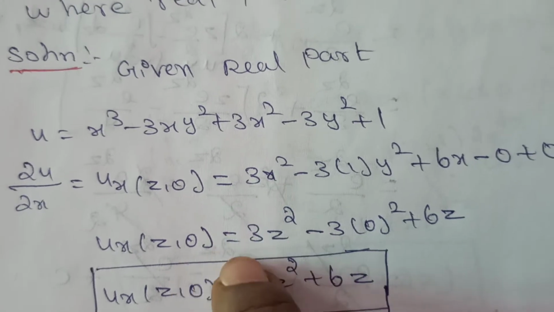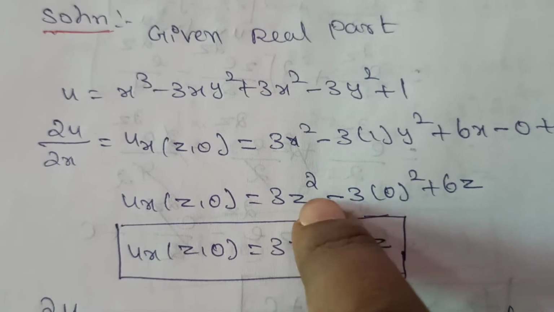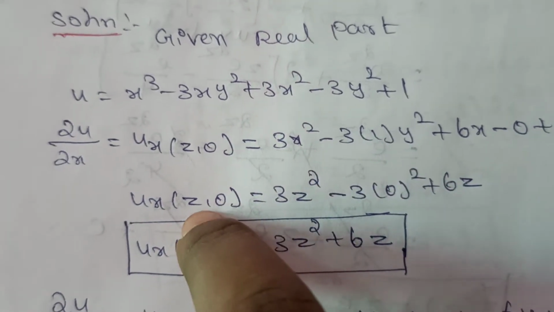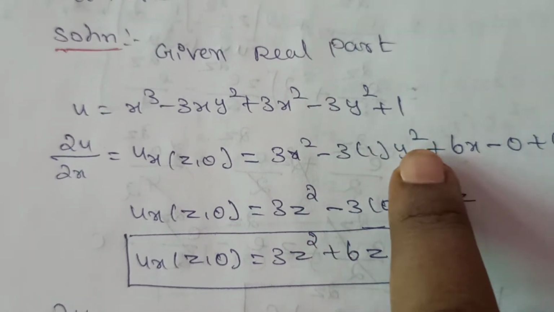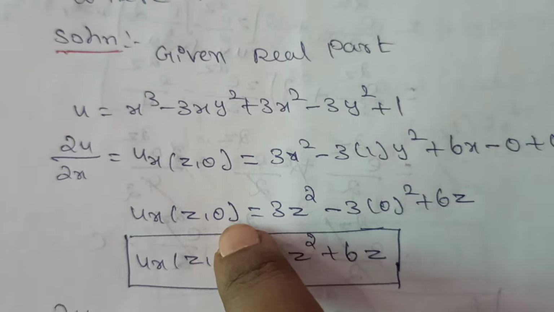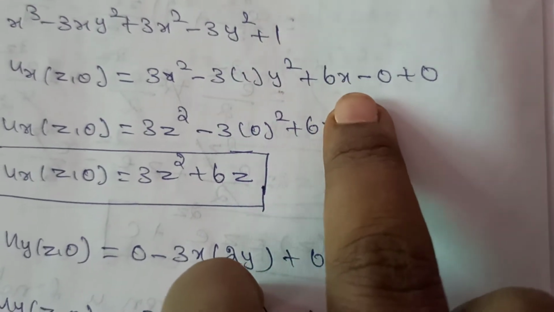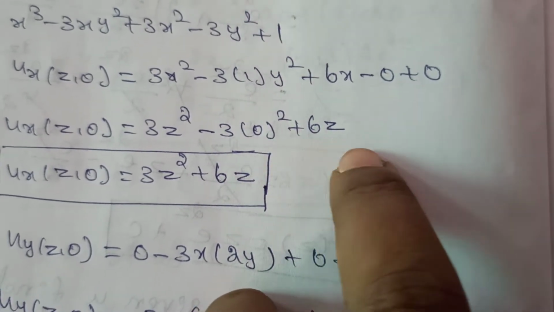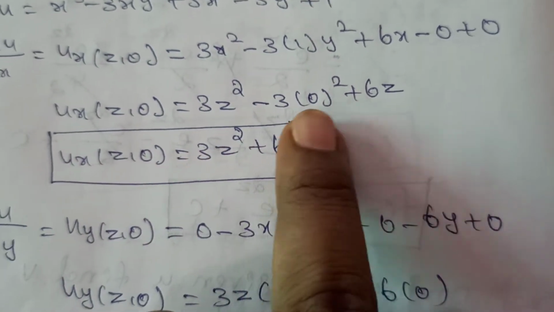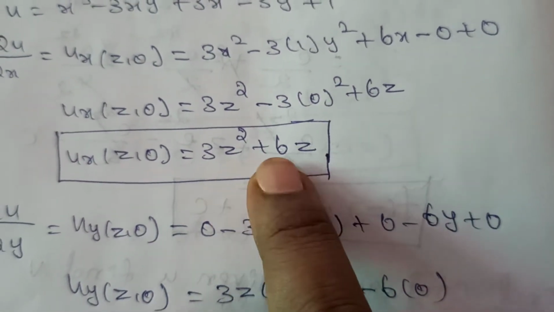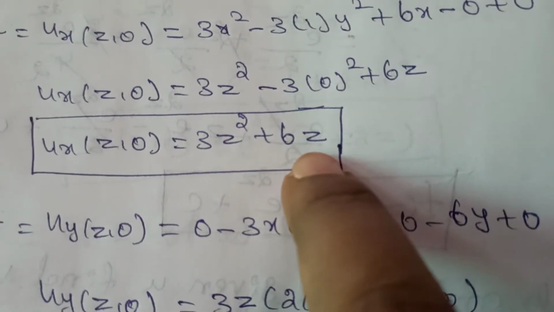Now for ux of z comma 0, we substitute x as z and y as 0. That gives 3 into z square, that is 3z square, minus 3 into 0 square, plus 6z. Therefore ux of z comma 0 simplifies to 3z square plus 6z.